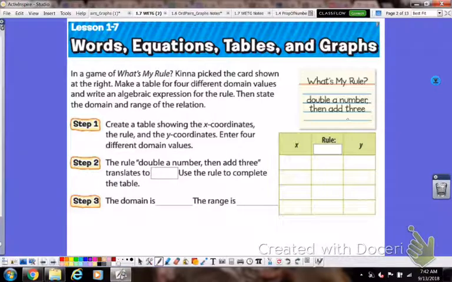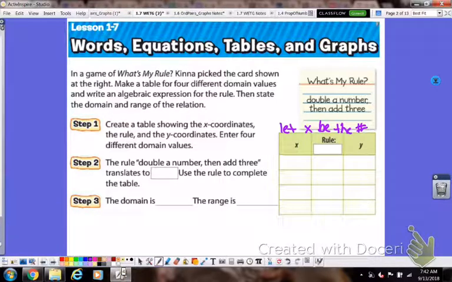So step 1, we're going to create a table showing the x values, the rule, and the y coordinates. Enter the 4 different domain values. So we already have this table made for you, so you don't actually have to make the table. We just need to fill it in. So we want to pick 4 different x values. First off, we're going to say let x be the number. We know it's important to remember to define our variable there.